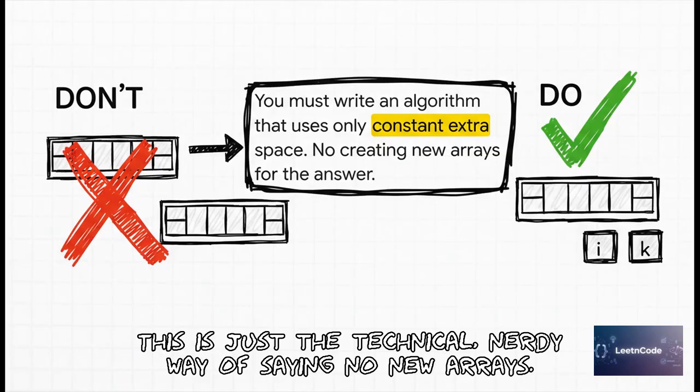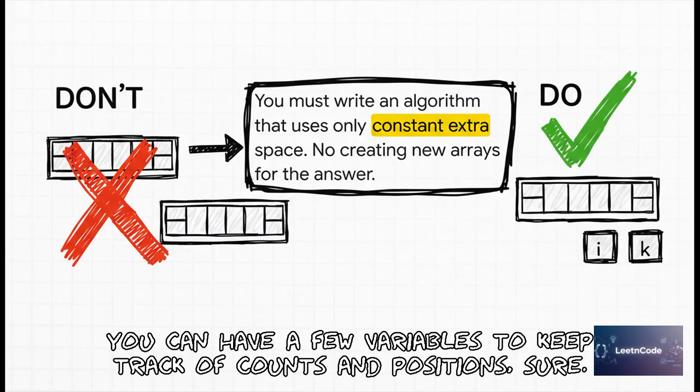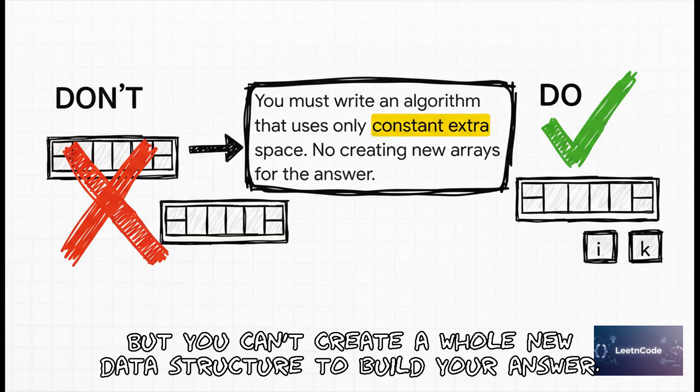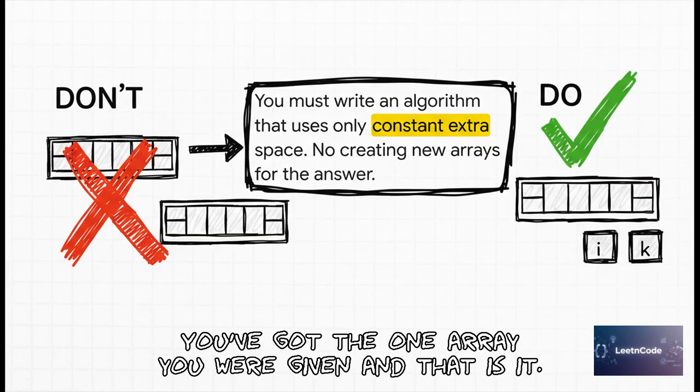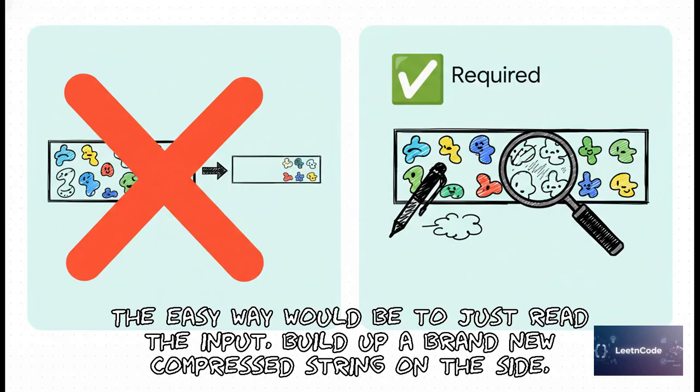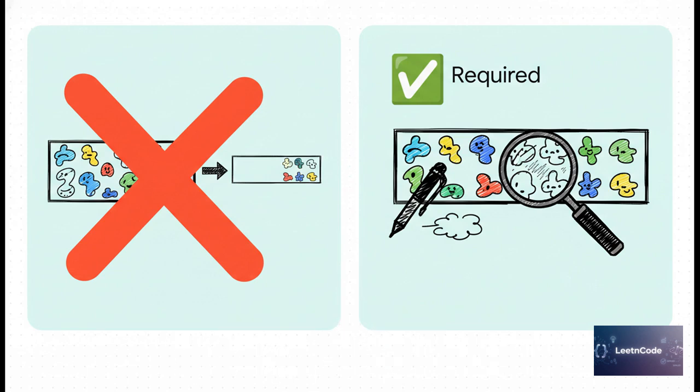This is just the technical, nerdy way of saying no new arrays. You can have a few variables to keep track of counts and positions, sure, but you can't create a whole new data structure to build your answer. You've got the one array you were given, and that is it. I mean, think about it. The easy way would be to just read the input, build up a brand new compressed string on the side, and then copy it back at the end. But we can't do that.